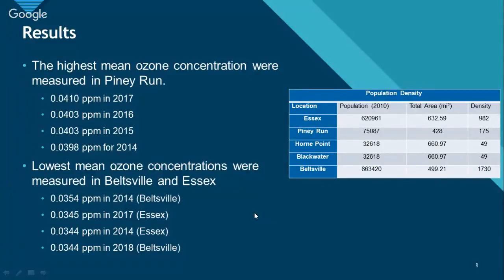And what I also found is that the lowest mean ozone concentrations are measured in Beltsville and Essex. As you look over here, Beltsville has the highest population density as it's located in Prince George's County, and then Essex has a higher population density, over 10 times that of those located on the Eastern Shore. But both Beltsville and Essex represented the lowest annual mean ozone concentrations that I found.